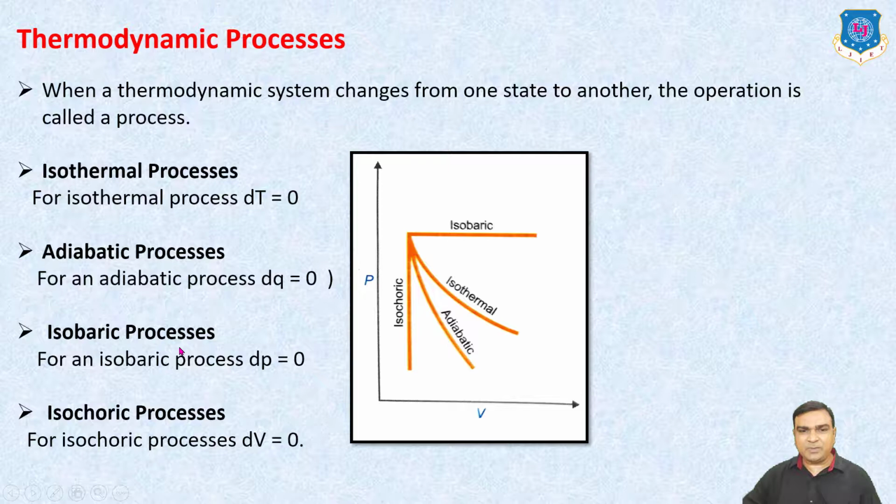What is an isobaric process? An isobaric process is one in which the pressure remains constant during the process. An isochoric process is one in which the volume remains constant. The vertical line represents the isochoric process and the horizontal line represents the isobaric process.